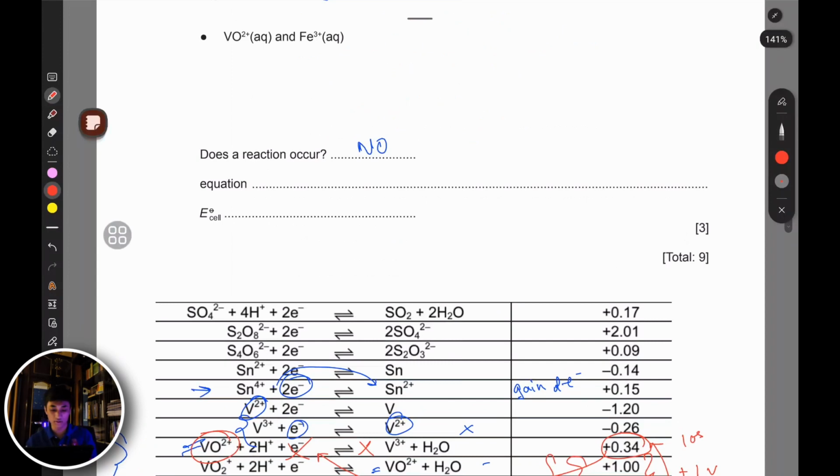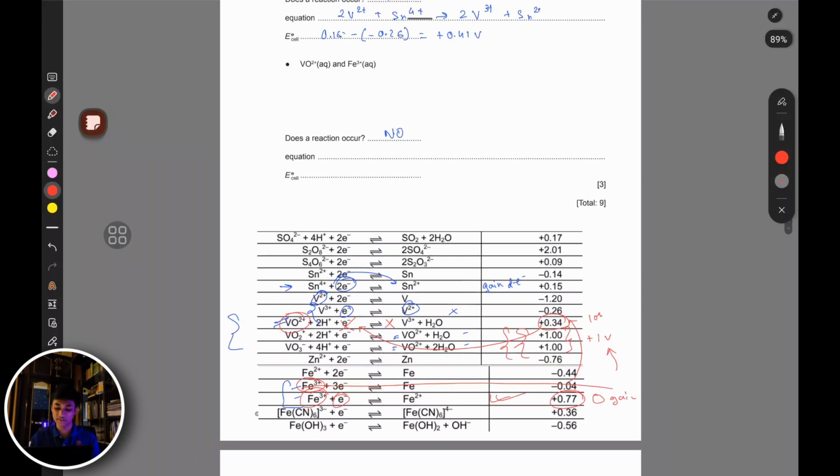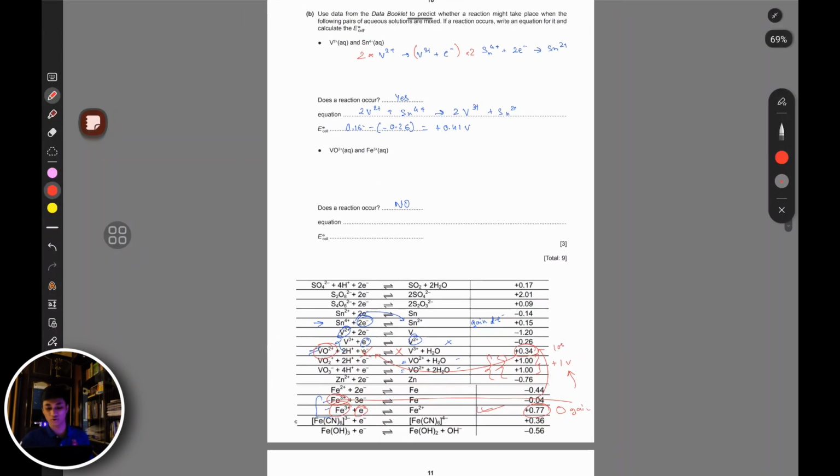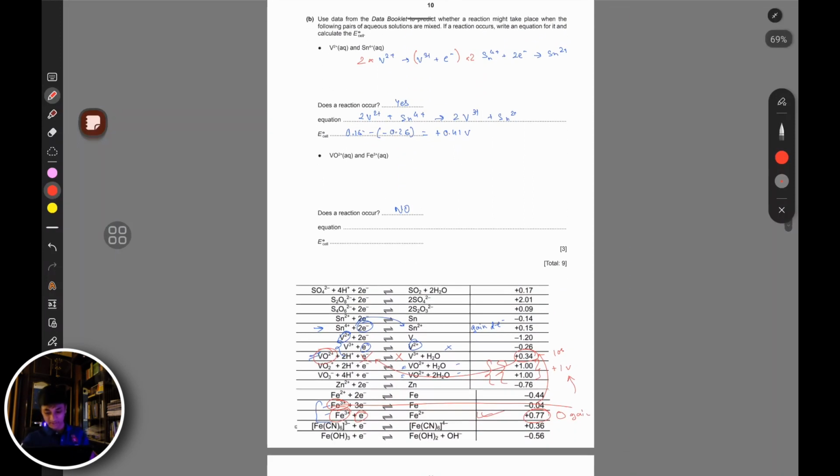So what do you write? No. And keep this as not applicable or just blank, because the reaction does not happen. Great. So only this part was a bit complicated. You have to look at all the equations. I don't know if there's a shortcut, but that's how I did it.